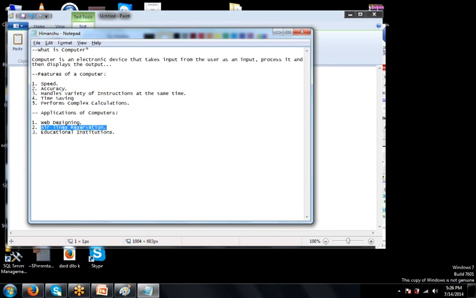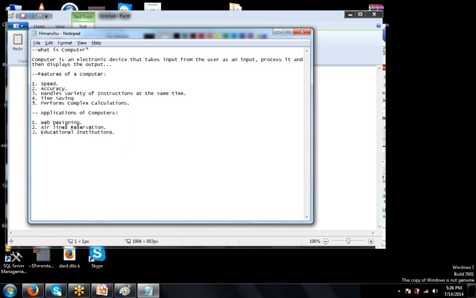And then the last one is educational institutes. A computer is basically used for teaching purposes also. Like I'm giving you teaching, that is online teaching, which is done by computers only. So these are the basic applications of a computer, meaning where we can use the computer. In simple terms, applications means uses of a computer, and features means qualities of a computer. So in this notepad, we will see what a computer is, what the features or qualities of a computer are, and then the applications, that is, the uses of a computer.